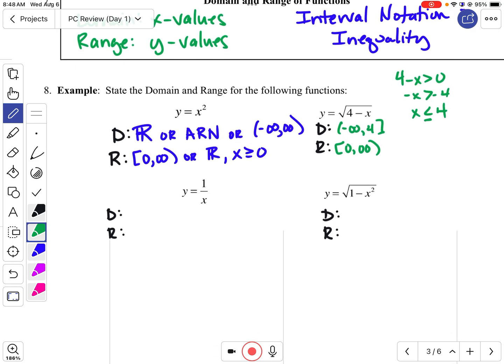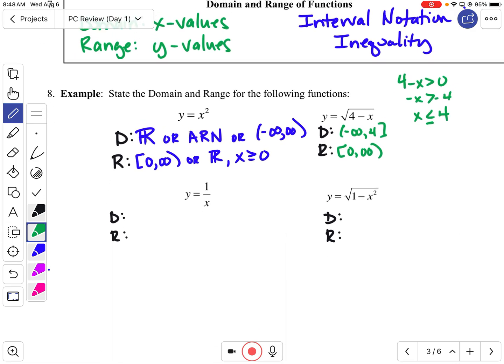Okay. What does that third one look like when we graph it? 1 over x.